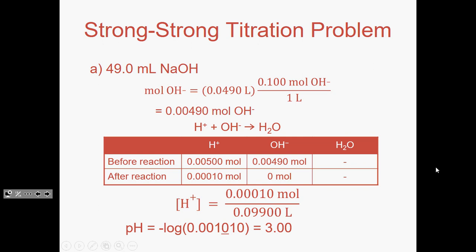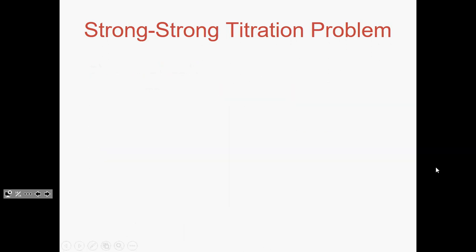Now, yes, technically, if you want to go to correct sig figs, this would be 3.00. Well, actually, no, it should be down to 2 sig figs because after the subtraction, we were down to 2 here. So that is the correct value. Remember, the number of decimal places in a pH value is the number of sig figs that we should have.